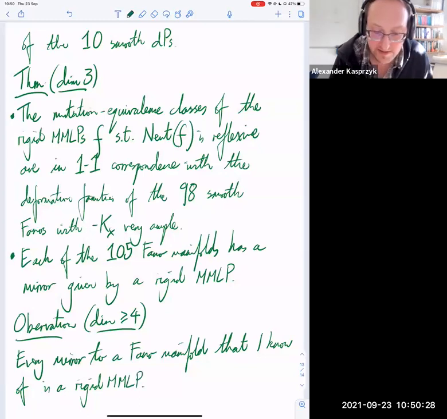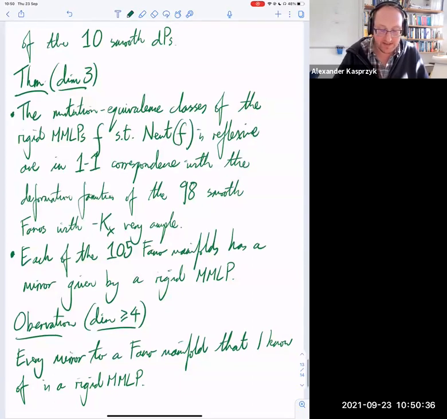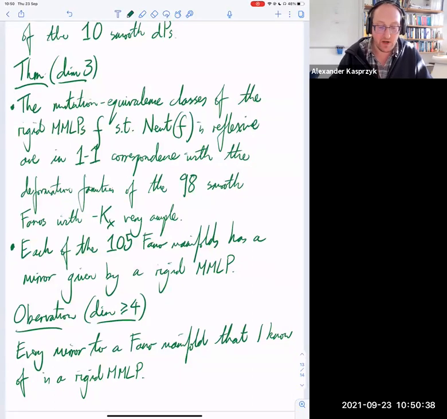Okay, great. So just a few minutes left. I don't want to carry on for too long. What can you do with this? Well, there's a few interesting things. So of course, this maybe opens the way to beginning to conjecturally classify, say, mirrors to the Fano fourfolds with minus K_X very ample.